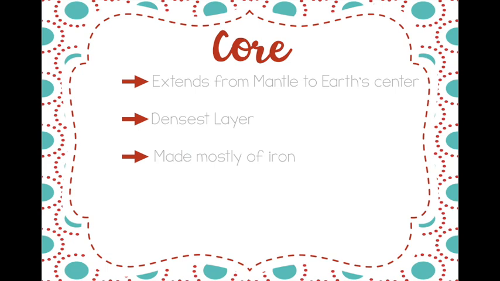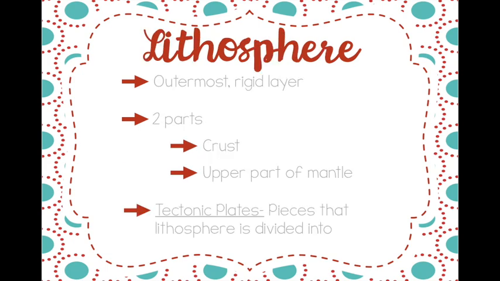The core is the innermost layer. It extends from the mantle to Earth's center. It is the densest layer. As you go down in the layers, it gets more dense, higher in pressure, and of course hotter. So the core is the densest layer of all, and it is made mostly of iron. It does have some nickel in it, but majority of it is made of iron. And you will find out that the physical layers break the core down even further into inner core and outer core. The outer core actually is going to be the only liquid layer of Earth, which is pretty cool.